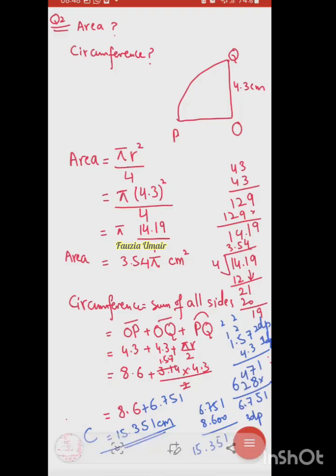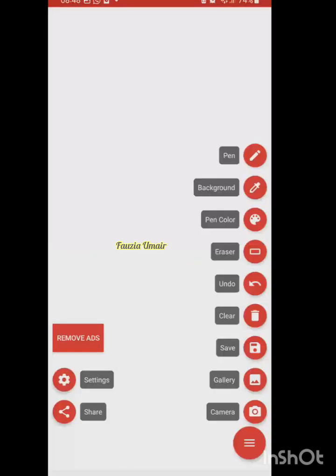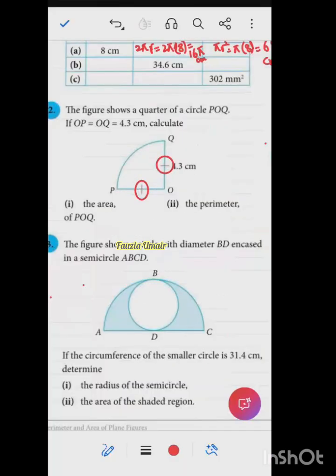So moving on to the next question. The next question is question number 3. Now the questions are getting tricky. Shaded region: the figure shows a circle with diameter BD, encased in a semicircle ABCD. So there is a smaller circle with the diameter BD, and a bigger semicircle encased outside. If the circumference of the smaller circle is 31.4 centimeter, we need to determine two things: the radius of the semicircle and the area of the shaded region, right?